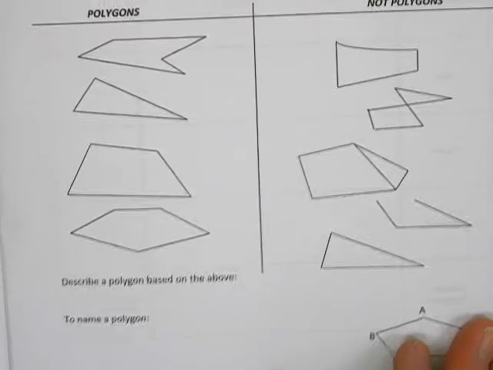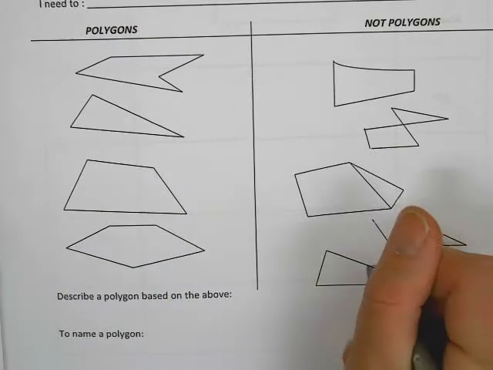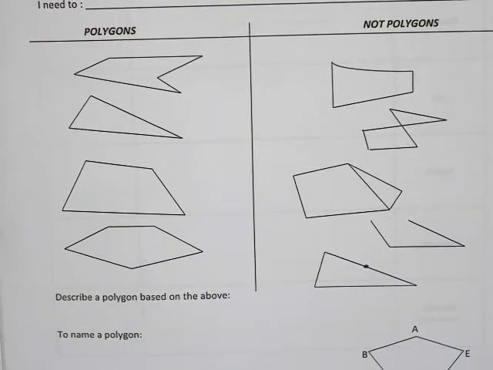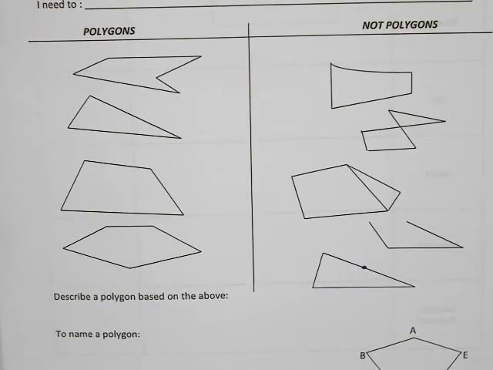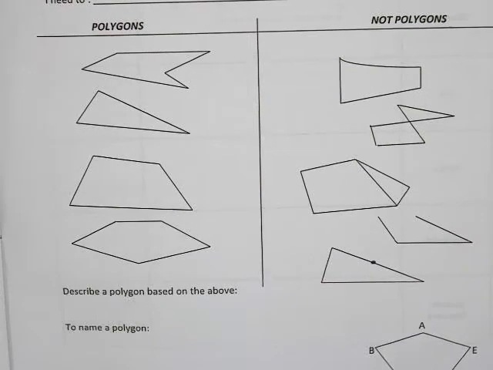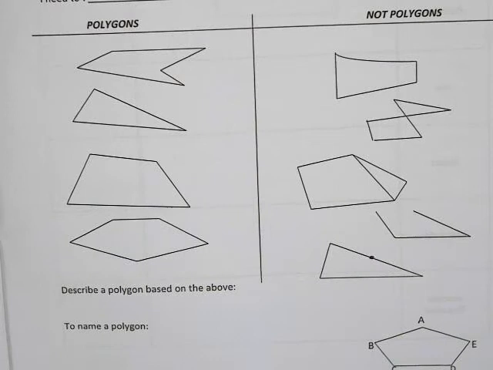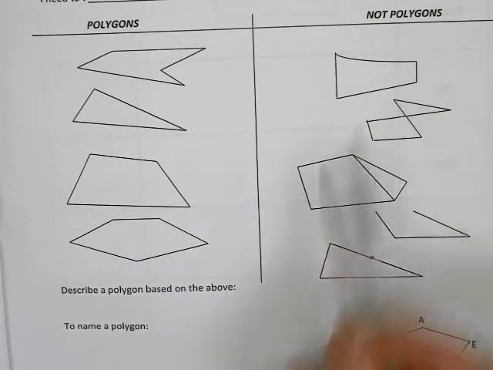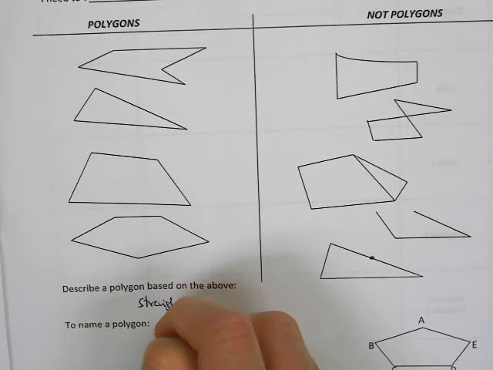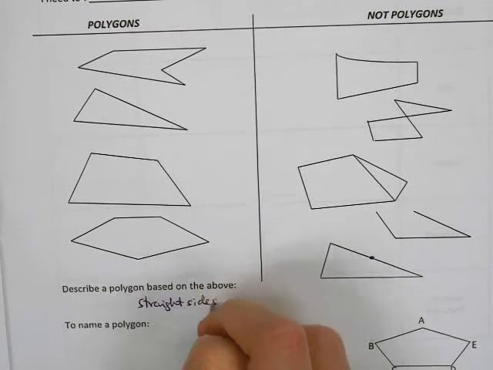So we're going to start out just real general. I've given you some pictures here of polygons and non-polygons. I do need to add a vertex right here on this one, otherwise that would be a polygon. So putting that there, looking at the two different categories of what I've categorized as a polygon and not a polygon, it says describe a polygon based on the above. So I'm going to look at the non-examples, like this example right here. Notice this is curved. So I'm going to say it can't have curved sides. All of these must have straight sides.